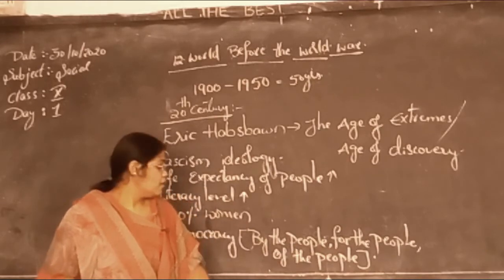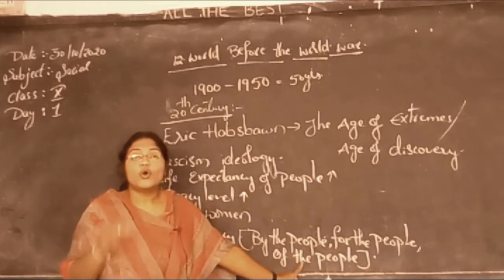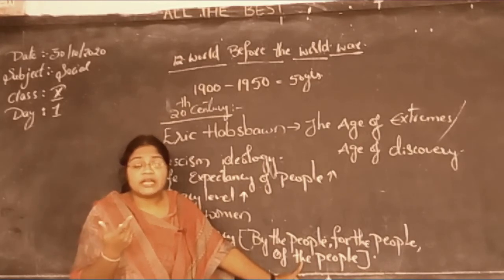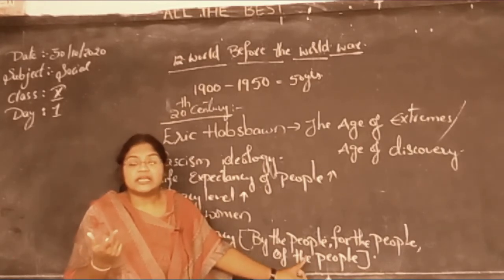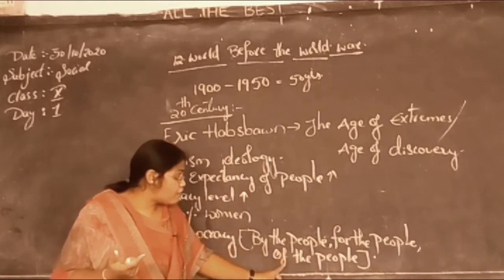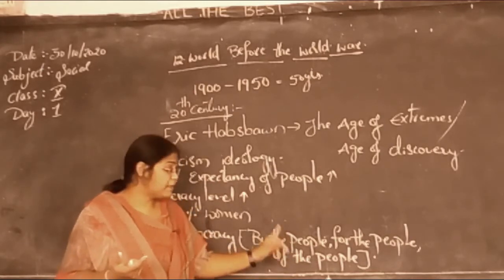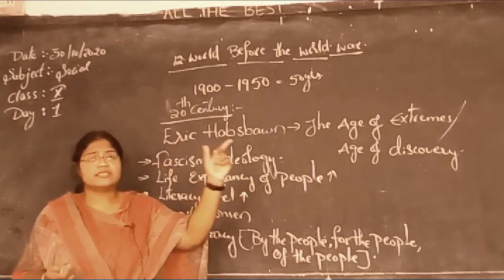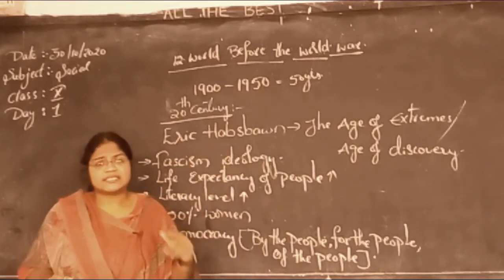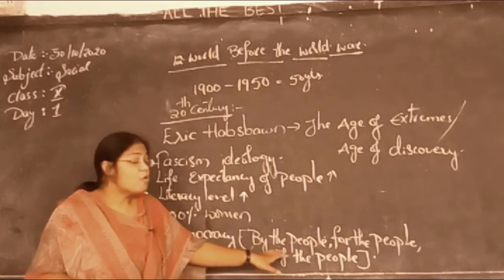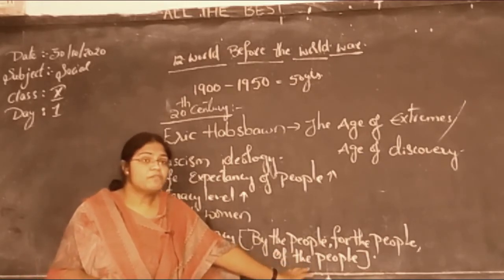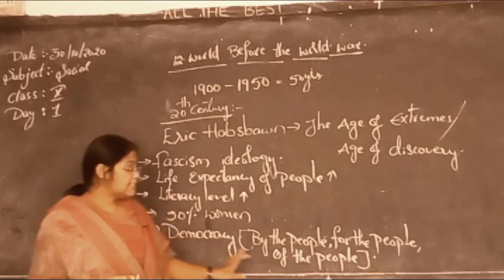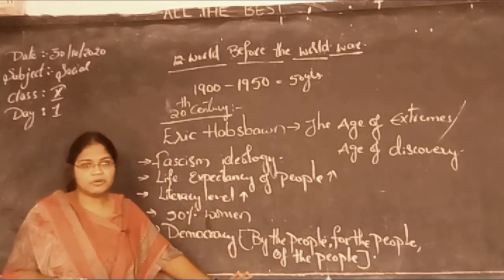Then, of the people: who will be that representative? From where will that representative come? That representative will be born from the people, from the public. He will not be any king's son or any others. That is of the people. Now you got the point of democracy.